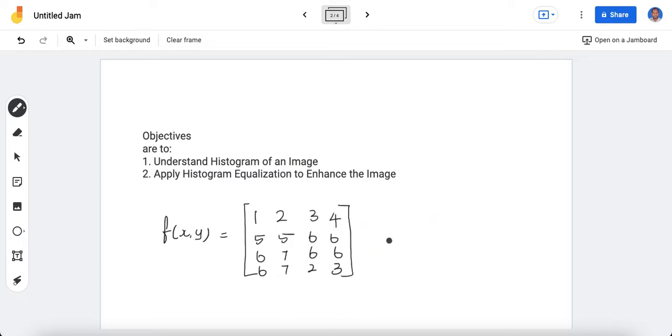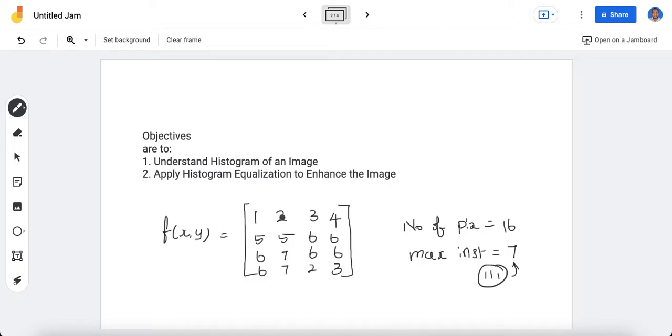In total, I would like to represent this image as a gray image. The number of pixels available in this image is 4 cross 4, which is equal to 16. The maximum intensity in this image is 7. So when I have 7, the total number of bits I could use is 3 bits, 1 1 1, which is a binary representation of my maximum intensity.